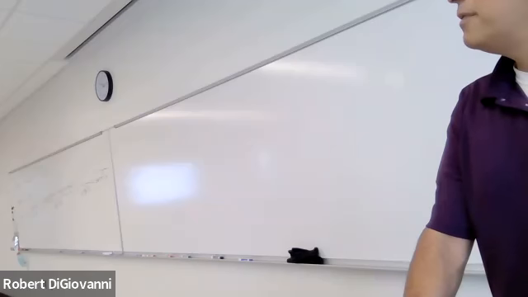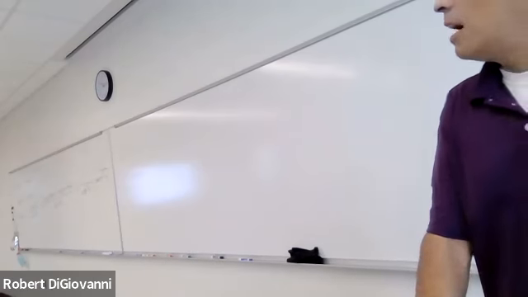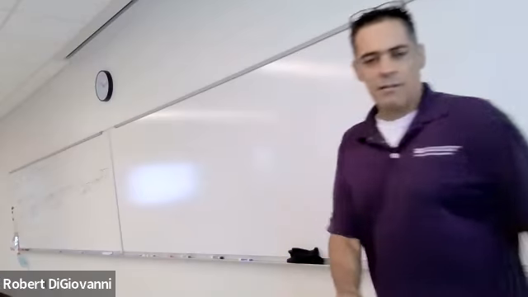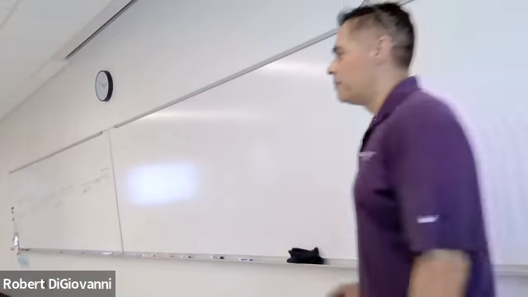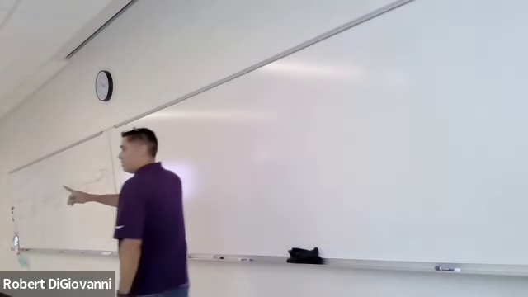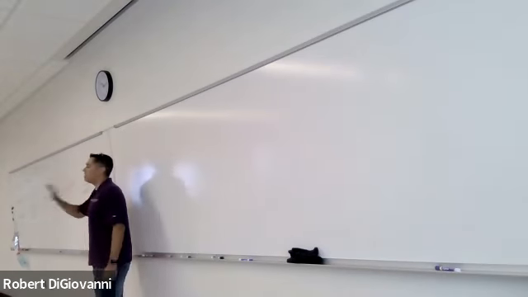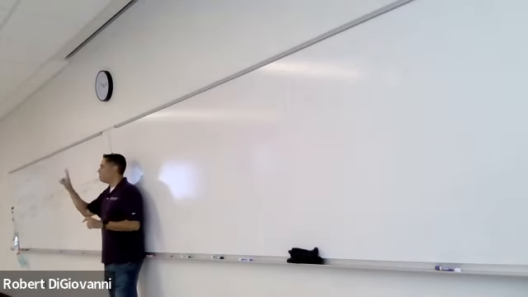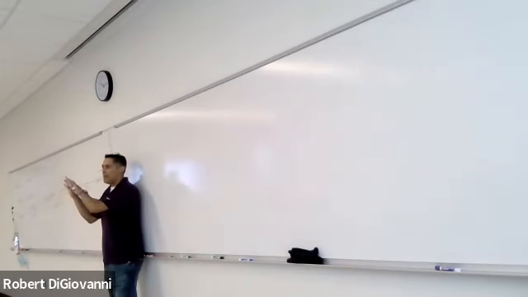Y'all doing all right? We got 15 more minutes. All right, so a quick recap. We have from pre-cal 6 trig functions: sine, cosine, tangent, secant, cosecant, cotangent, right? Then we have their derivatives.